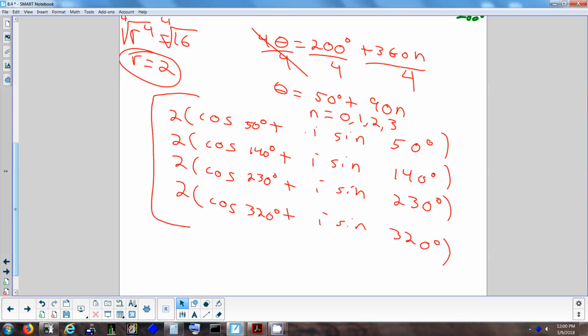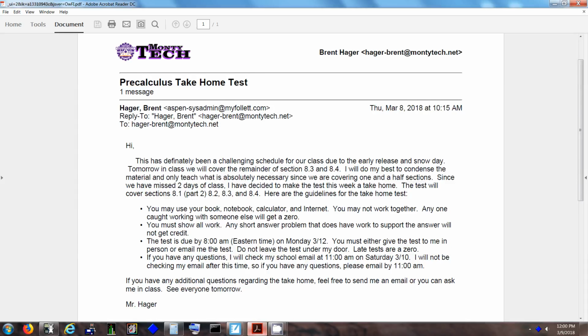How many people check their email? So some of you know what's going on. For those of you that didn't, I would just make sure you read that. It's also attached to the last page of your test.